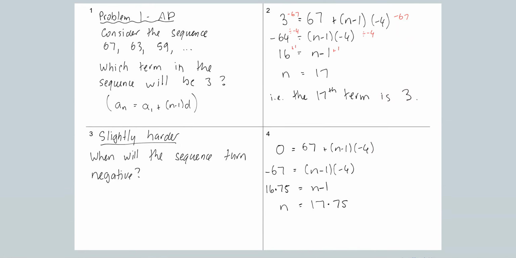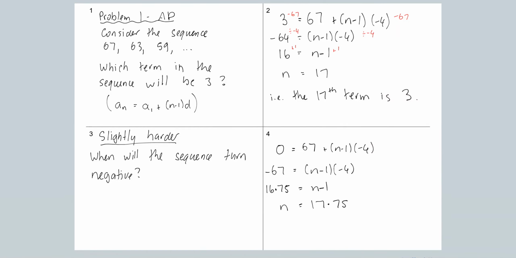Okay, so that tells me that 17.75 is when the sequence would be 0. But of course, n has to be a whole number. It's a counting number. It's a position of a term. There is no 17.75th term. That doesn't exist. It's either the 17th term or the 18th term.